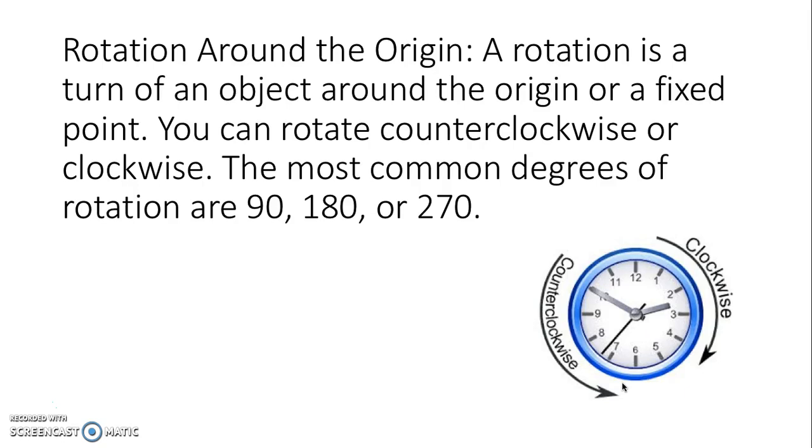Alright, so a rotation on the origin. A rotation is a turn of an object around the origin or a fixed point. You can rotate counterclockwise or clockwise, and the most common degrees of rotation are 90, 180, and 270 degrees. Just so we remember, clockwise would be in the direction that the hands of a clock turn, and counterclockwise would be the opposite.